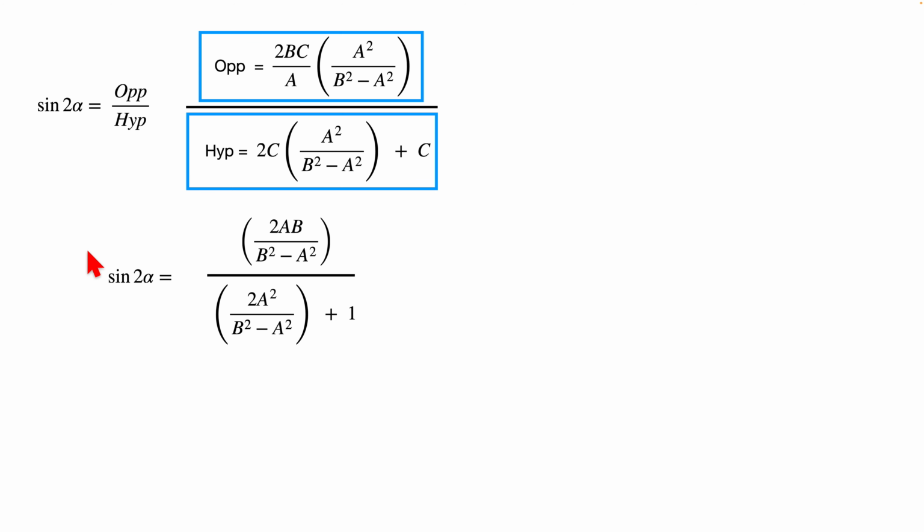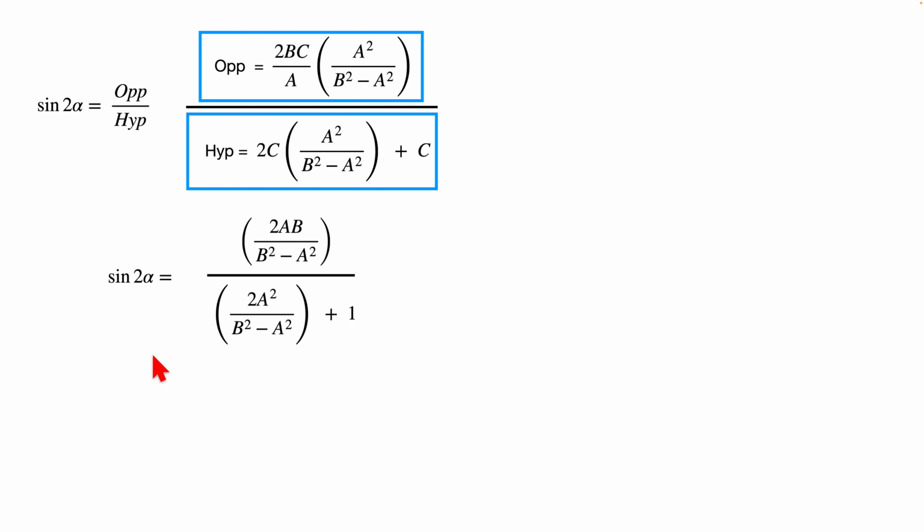And so sine 2 alpha equals this, and I've tidied it up a little bit. What have I done? I've divided by a, so it's only 1a on the top. I've taken out the c, and there's the 2b. So 2ab on the top over b squared minus a squared. And on the bottom, I've taken out the c. I've put the 2 in with the a squared, and I've got 1 here because I've divided by c.